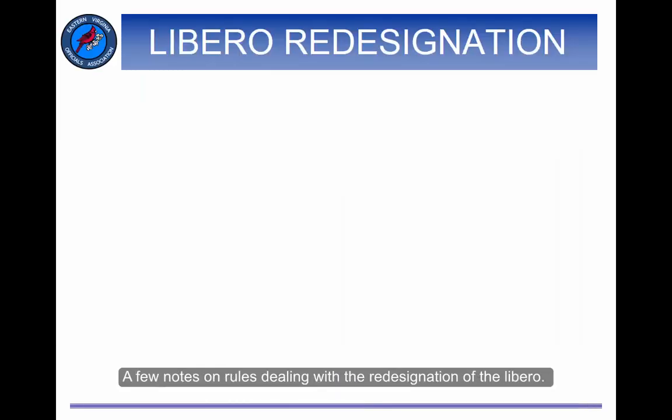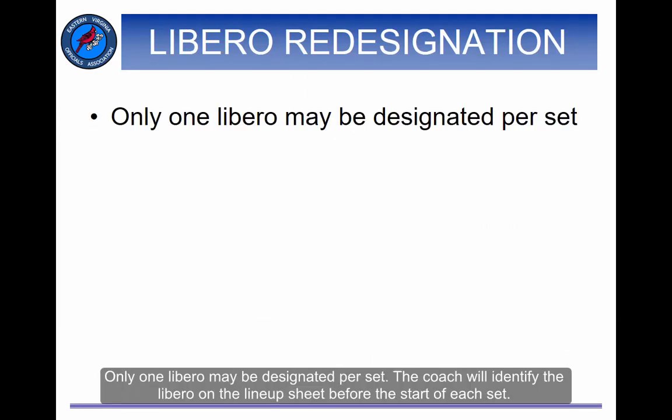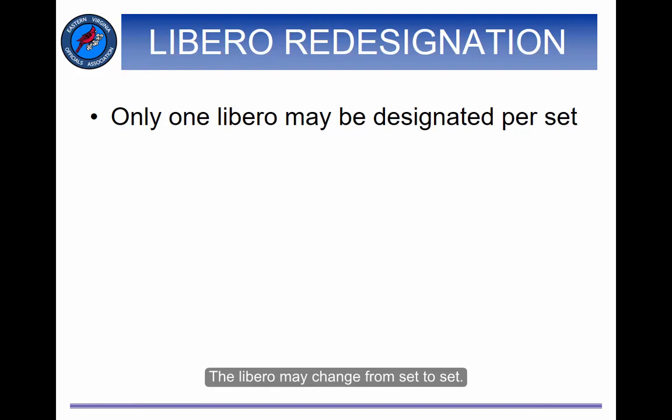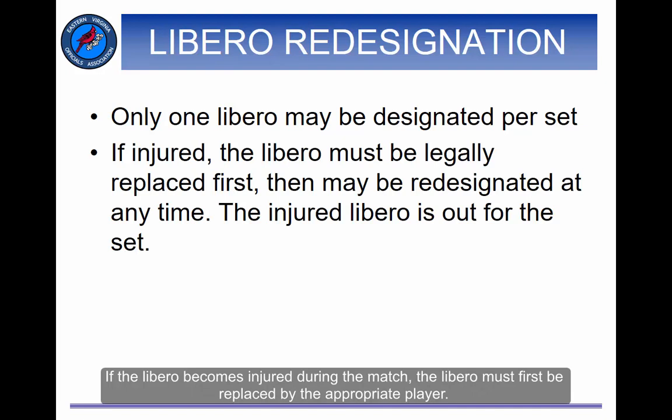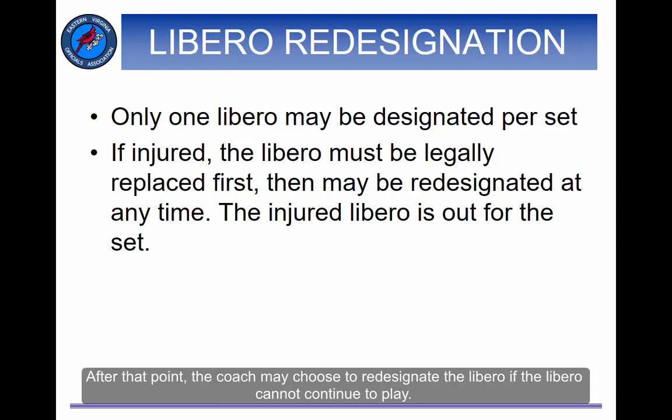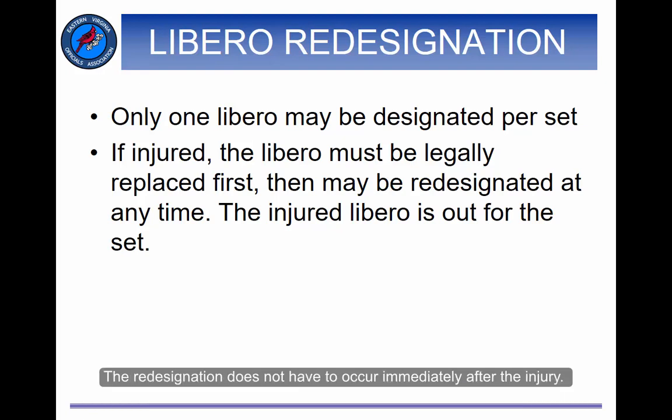A few notes on rules dealing with the redesignation of the libero. Only one libero may be designated per set. The coach will identify the libero on the lineup sheet before the start of each set. The libero may change from set to set. If the libero becomes injured during the match, the libero must first be replaced by the appropriate player. After that point, the coach may choose to redesignate the libero if the libero cannot continue to play. The redesignation does not have to occur immediately after the injury.